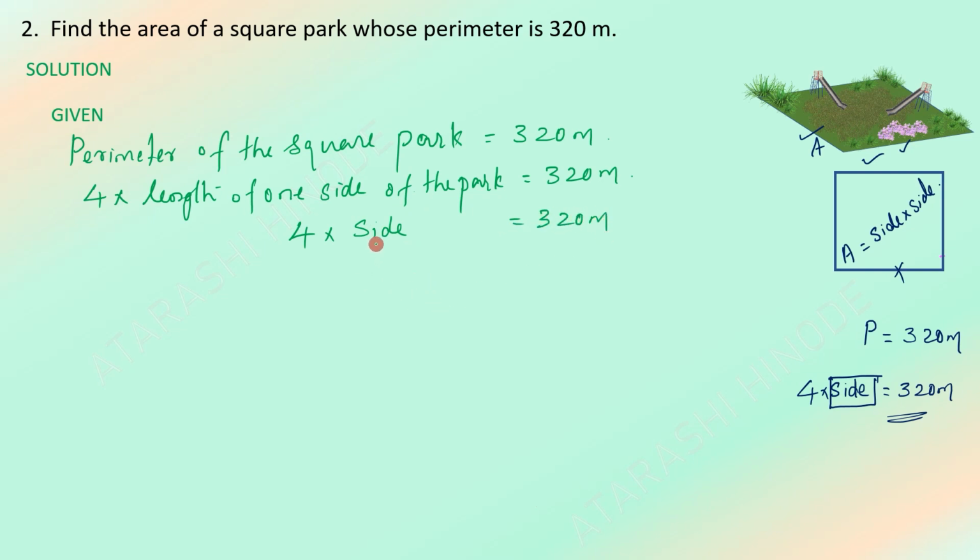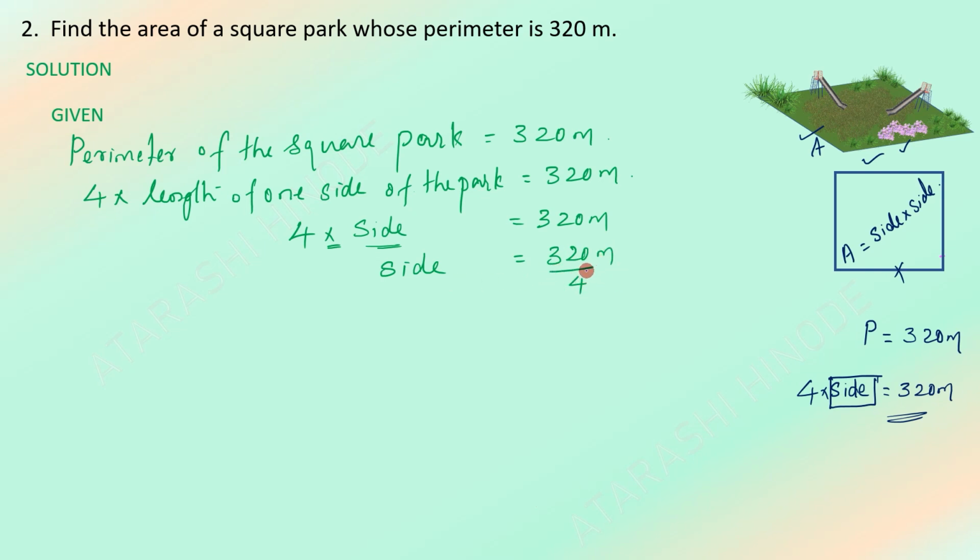Now we have to get the length of one side, that is this side. For that you keep side here as it is, and we have to take this 4 from the LHS to the RHS. Since here it is a multiplication, here it becomes a division. That is, side equal to 320 meter divided by 4.